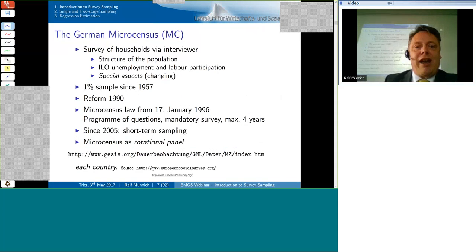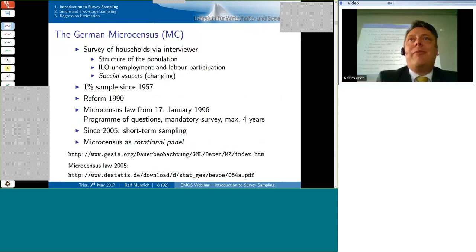What else do we have? Then we have the Microcensus. The reason I include it is not that it is a German survey and I know it quite well. It's more that some of my examples come from it, but it's a very nice classical household survey. To give some ideas on that, it's a 1% sample going back to 1957.